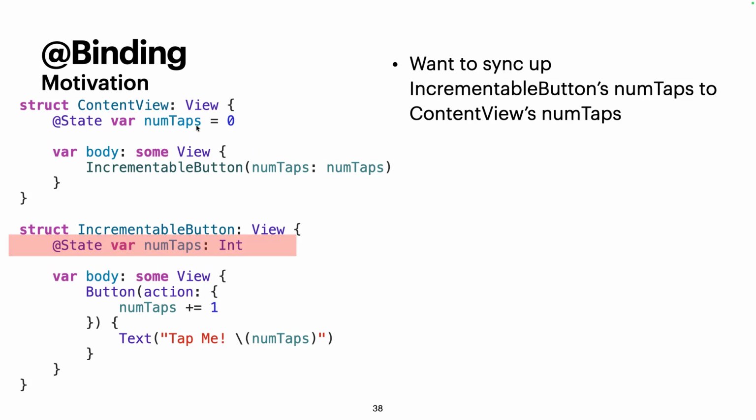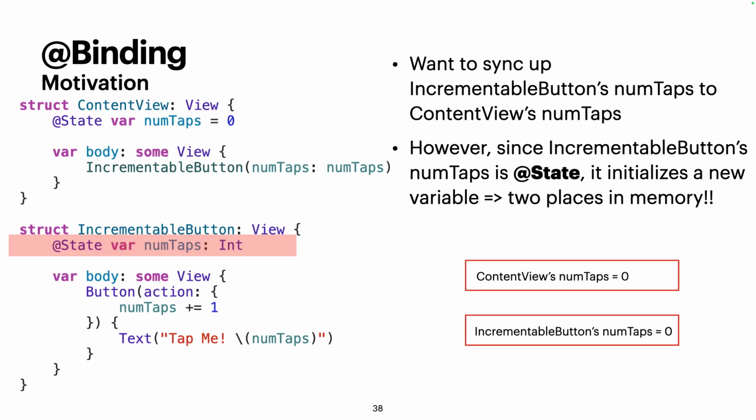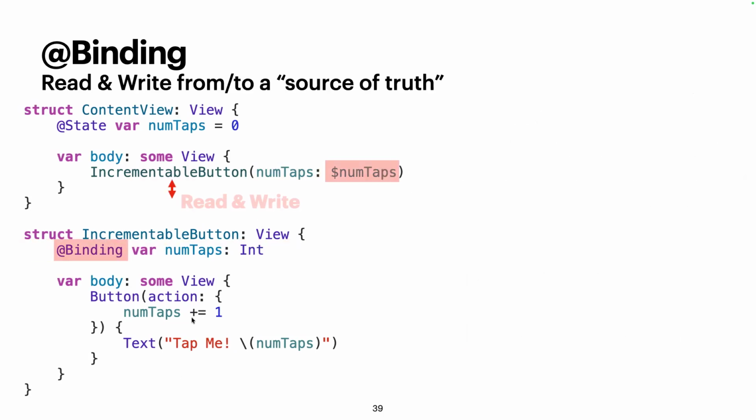So that's our goal. However, since within here we have an @State, it actually initializes a new place in memory. So now we have two numTaps that SwiftUI manages, one in ContentView and one in IncrementableButton. So when I'm actually tapping here, it only changes the one in IncrementableButton, but not the one in ContentView. So there's an issue here, right? Again, we have two numTaps now, but we just want to have one, which is in the ContentView, in the parent view. So how do we reconcile this discrepancy, this problem?